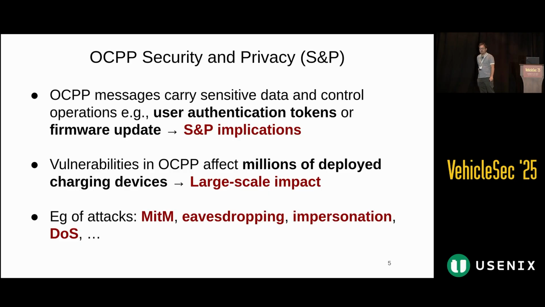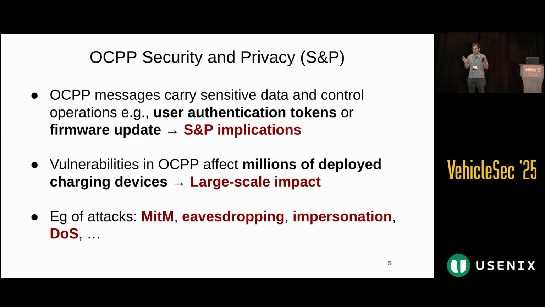And the security and privacy of OCPP is really important, because there are many security and privacy implications if you break an OCPP network. In this network, you can find messages that are carrying sensitive data about the user, including locations, addresses, maybe credit card numbers, authentication tokens. You can also find firmware updates flowing in this network. And so if you're able to capture a firmware or maybe modify the firmware while it is uploaded, you can create really bad situations, widespread.